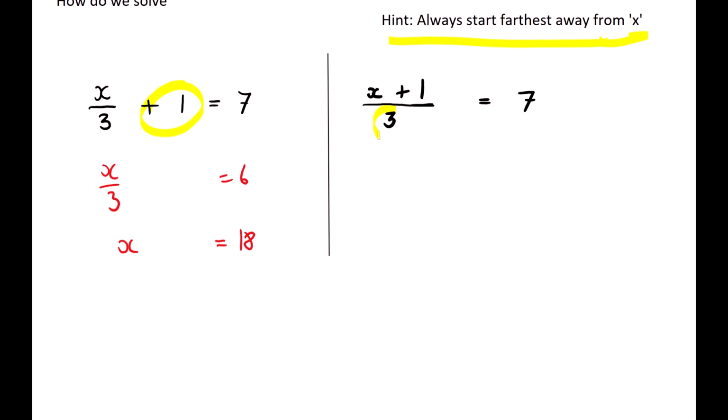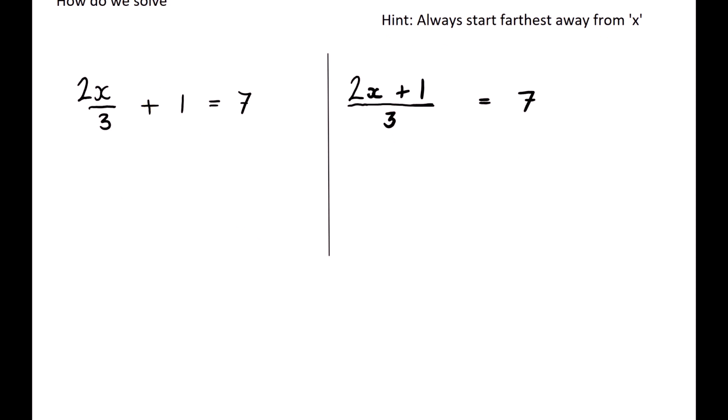Here, this divide by 3's by itself. And these two terms are kind of grouped together. So the first thing you want to do is times by 3. So let's do that. If I do 7 times 3, that tells me that x plus 1 is 21. And then opposite of plus 1 is minus 1. So therefore x equals 20. Okay. So before you move on, make sure you're happy how these two equations are different and how that affects our method.